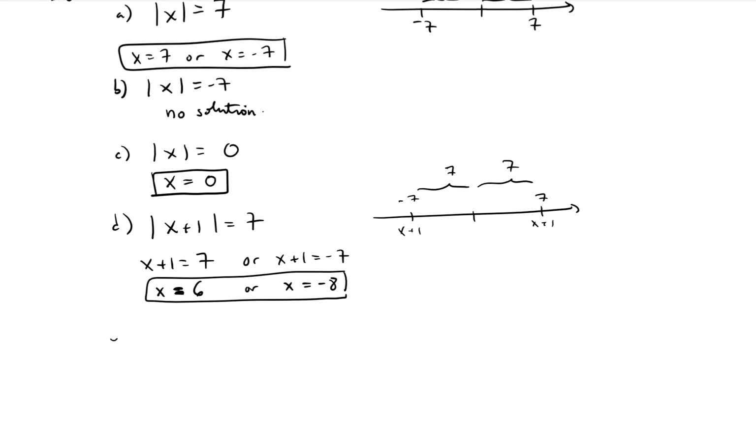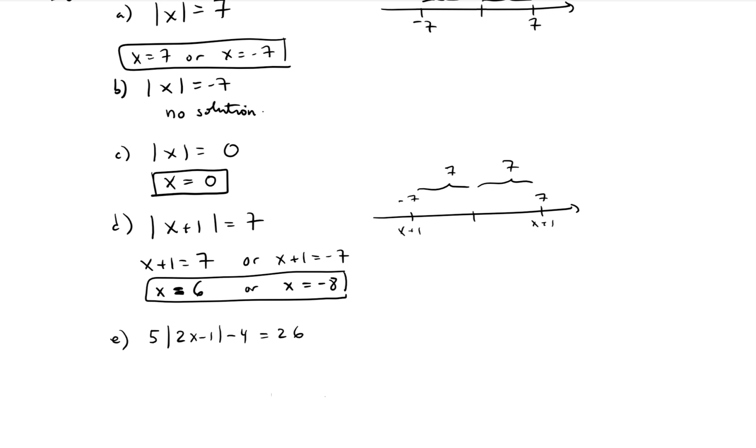Let's take another look at something a bit more complicated. So I've got 5 times absolute value of 2x minus 1 minus 4 equal to 26. So our goal is eventually to write it as absolute value of something equals a number. And then after that, we can decide which case applies above.